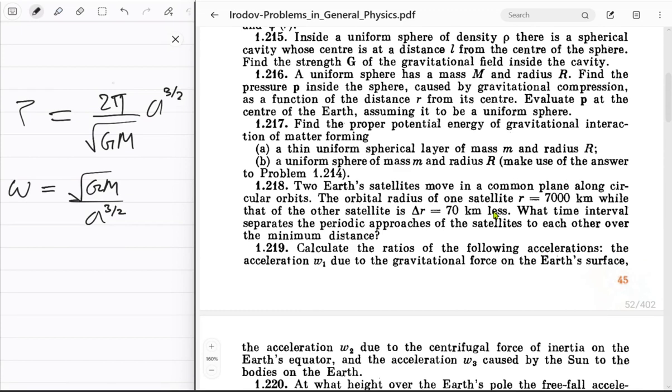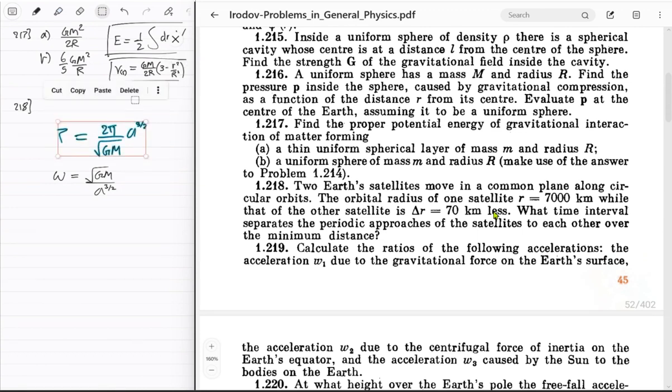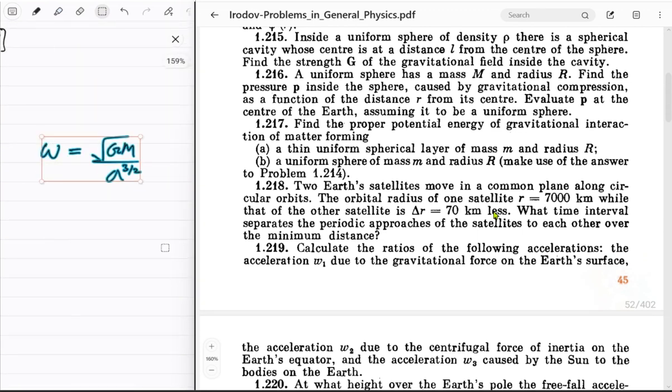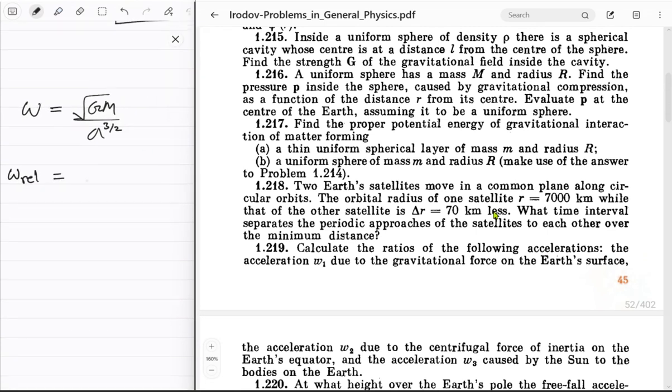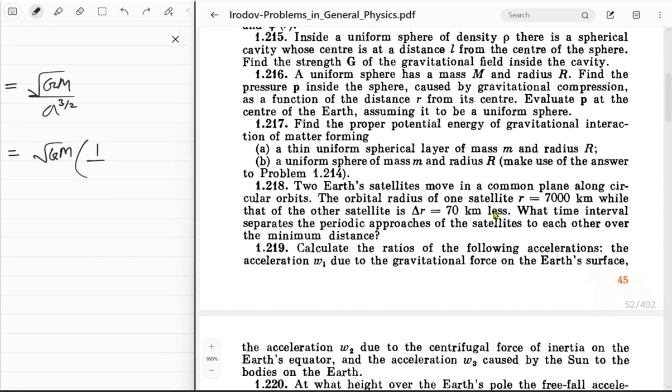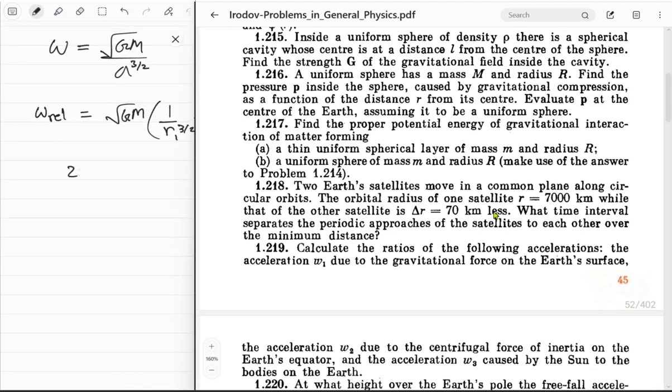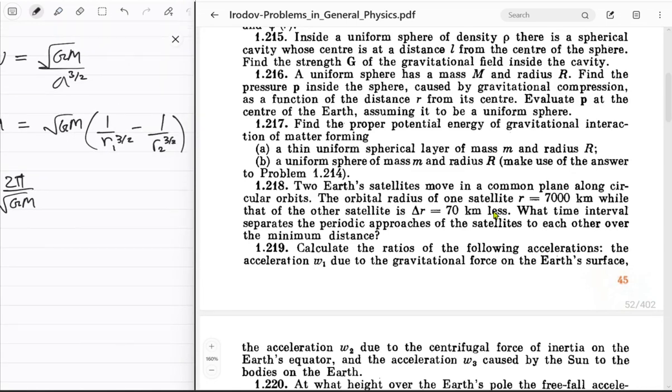You got the angular velocity. Now you would just need those two guys' angular velocities. So the relative angular velocity, which we'll just call omega relative, that's just equal to how much? It's equal to square root of GM times 1 upon a1, or just say R1 power 3 upon 2, minus 1 upon R2 power 3 upon 2. So now you just want 2 pi upon this thing and you get the answer, right? So 2 pi upon square root of GM and then 1 upon all of this. Yeah, how do we do that? Any ideas?